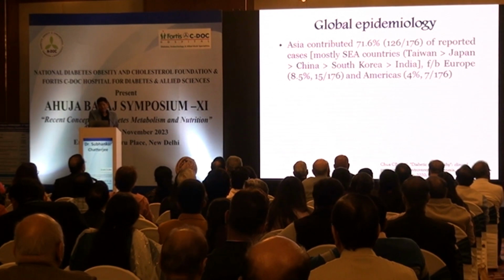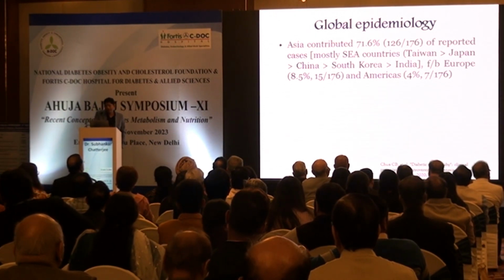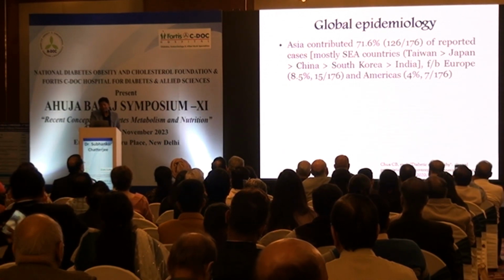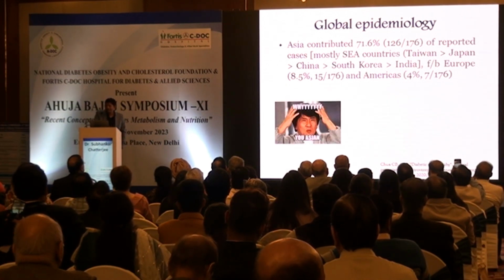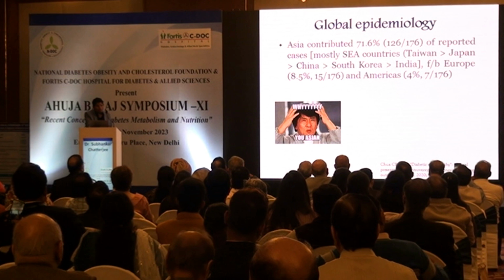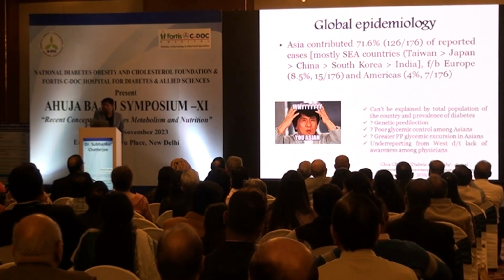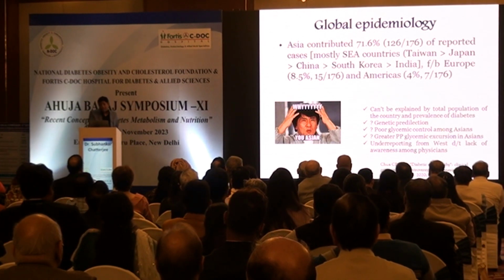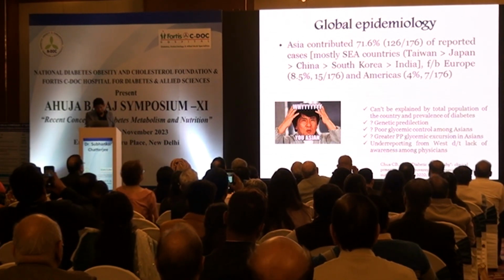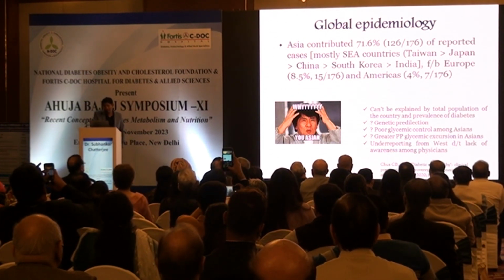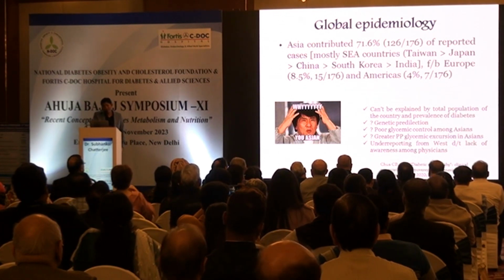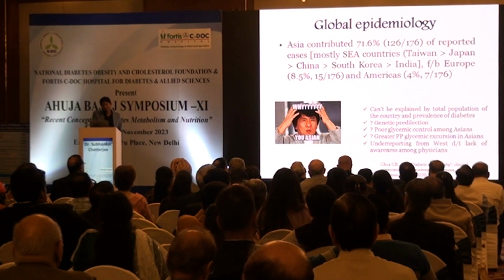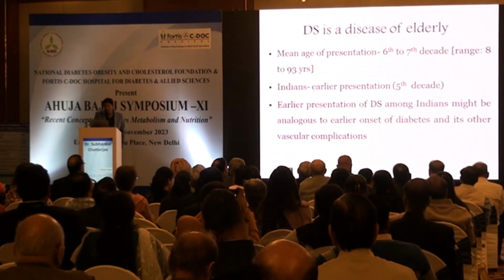Now, on a global scale, the most commonly reported cases are from Asia, most commonly from Taiwan, followed by Japan. India comes in 6th place. But why is Asia the most common? Probably the most important cause is underreporting from the West. Apart from that, some have speculated about genetic predilection, poor glycemic control among Asians, and also probably greater glycemic surge during the postprandial period among Asians.